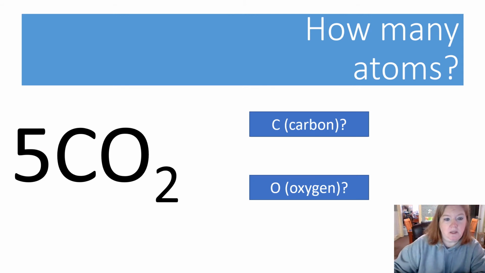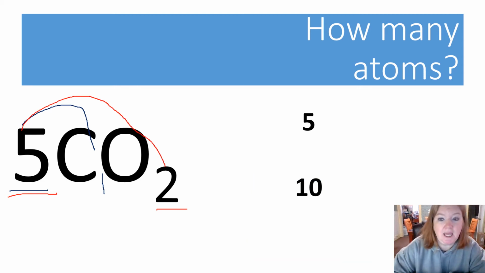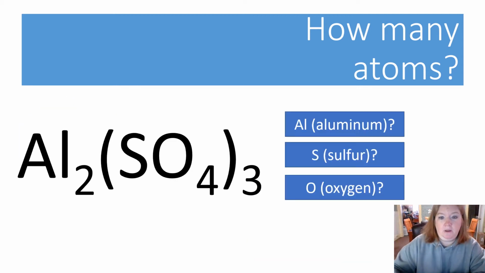All right, so let's look here. Does carbon have a subscript? No, so that means it's a 1. You just don't write it. But this 5, this coefficient in front, applies. So carbon has 5. Oxygen has a subscript of 2, but this coefficient of 5 applies to it as well, so it has 10. Whew, okay, so a lot here.